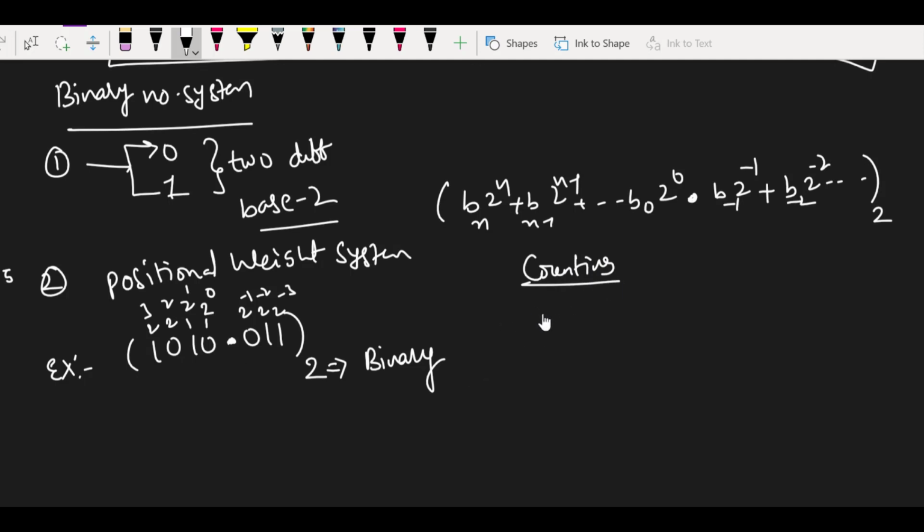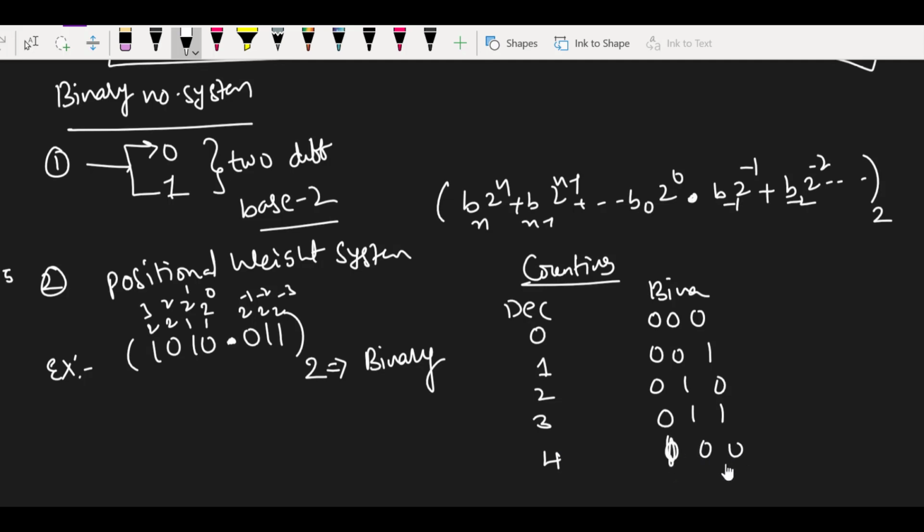Okay, let's first write the decimal numbers here, then binary numbers here. Decimal number 0 will be written as 000, representing only 3 bits. Then 1 will be 001, 2 will be 010, 3 will be 011, and 4 will be 100. Now if you look here, 001 means this is 2 power 0, that means 1 into 2 power 0 will be 1 in decimal.